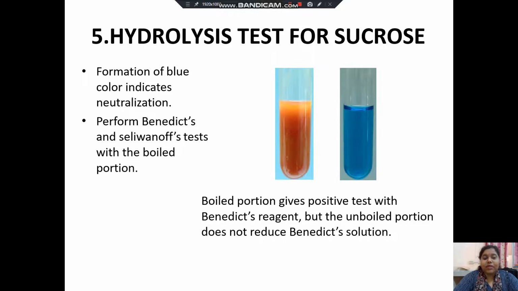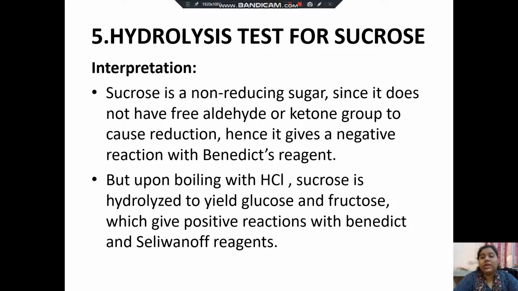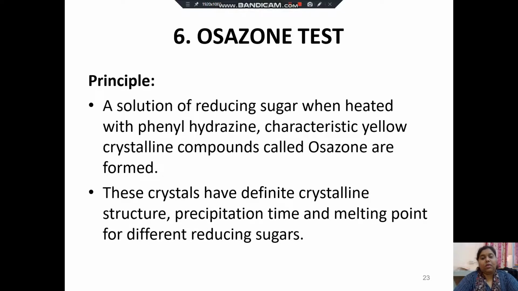So Benedict's and Seliwanoff tests with the boiled portion are performed. Now the interpretation is that sucrose is a non-reducing sugar since it doesn't have a free aldehyde or ketone group to cause reduction. Hence it gives a negative reaction with Benedict's reagent. But upon boiling with hydrochloric acid, sucrose is hydrolyzed to yield glucose and fructose, which give positive reactions with Benedict's and Seliwanoff reagent. Now discussing the Osazone test.